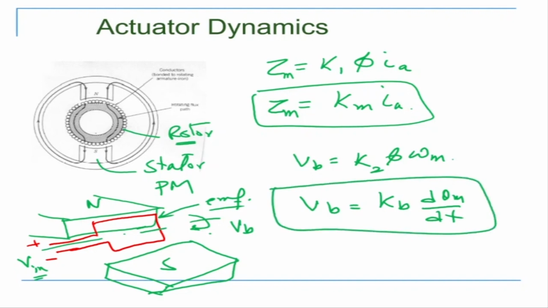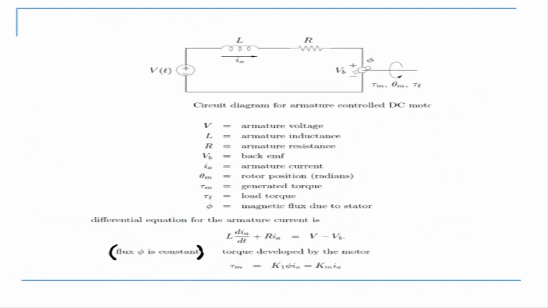So we have the amount of torque being generated by the motor, which is proportional to the armature current. The second is the back EMF, which is being induced in the conductor because it is rotating in a magnetic field. Okay, now let us proceed further.